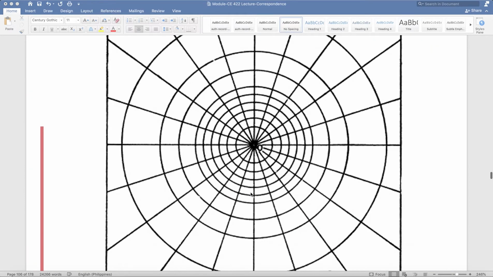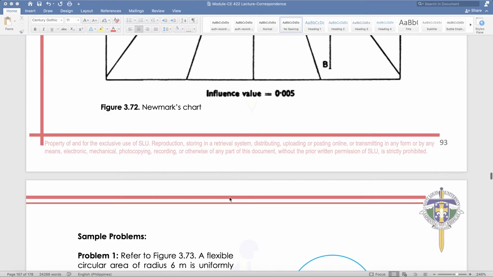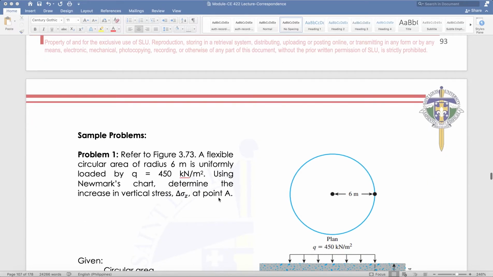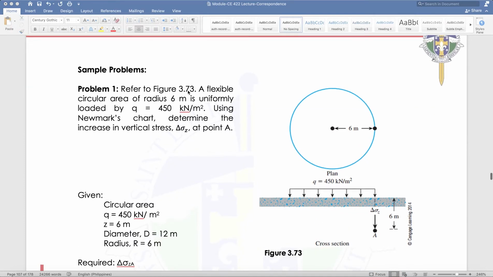Okay. So going back, we now have here an example. So this one was a problem sa earlier units natin. Refer to figure 3.73, a flexible circular area with a radius of 6. So ang radius natin here is 6, and our load is 450 kilopascals. Using the Newmark's chart, determine the increase in vertical stress delta sigma z at point A. So this is point A here. So q is 450, z is 6.